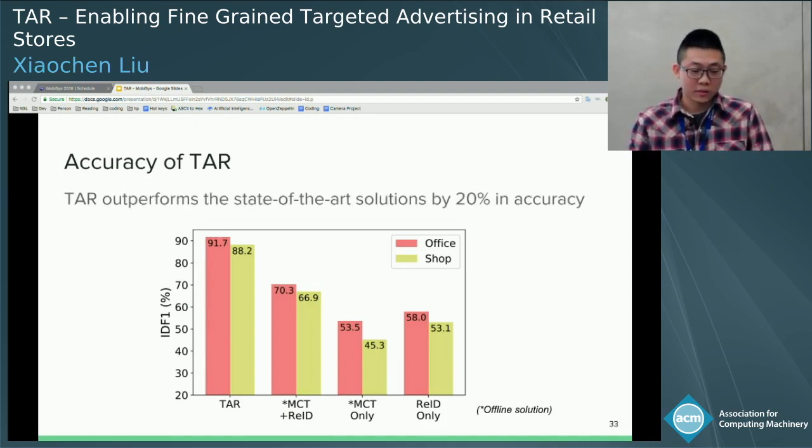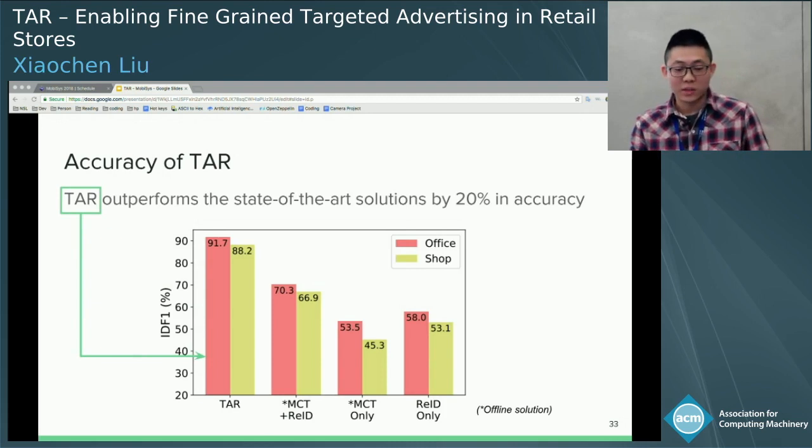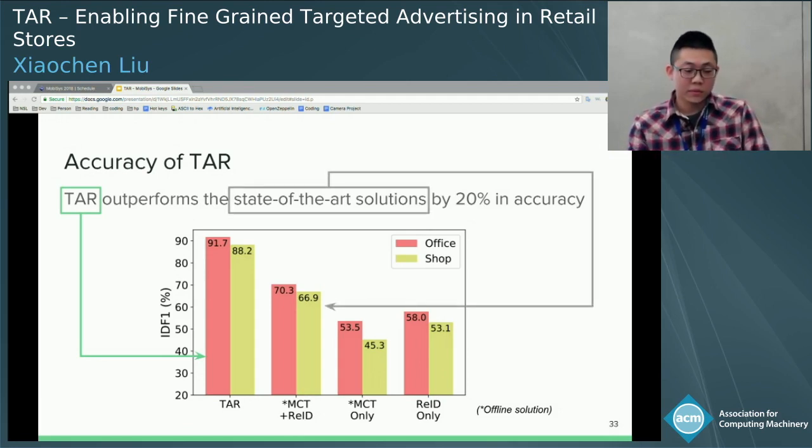The results in the two environments show that TAR has much higher identity tracking accuracy than the existing state-of-the-art vision-based solution. This solution comes from Duke MTMC. Here, the vision solution leverages a deep neural network to generate people's body features and uses those features for both identification and tracking.